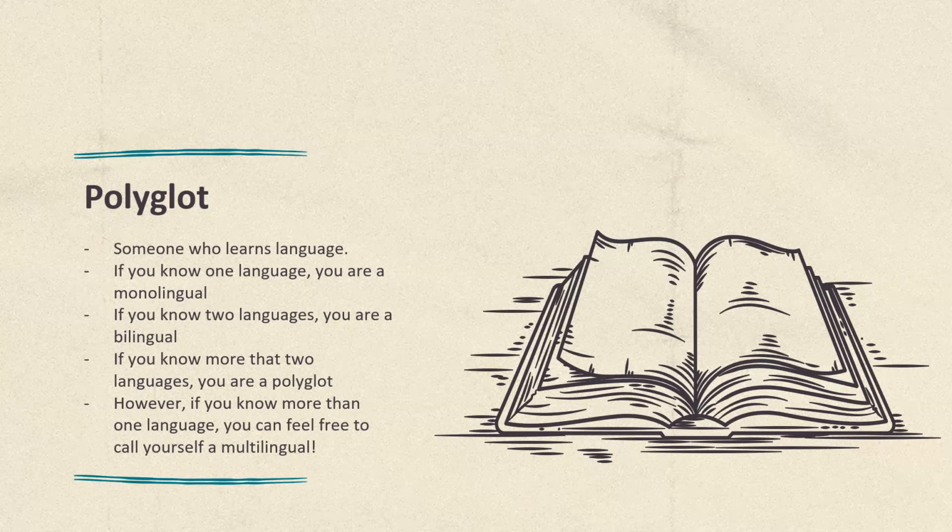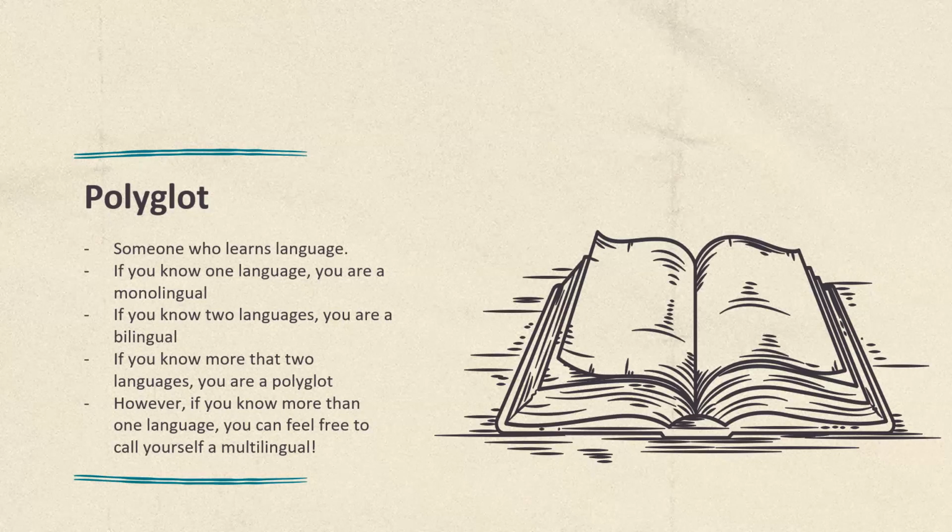However, if you know more than even one language, we can call you a multilingual. So if you are a bilingual, you are also a multilingual. And if you are a polyglot, you are also a multilingual. So a multilingual person is a person who knows more than one language.